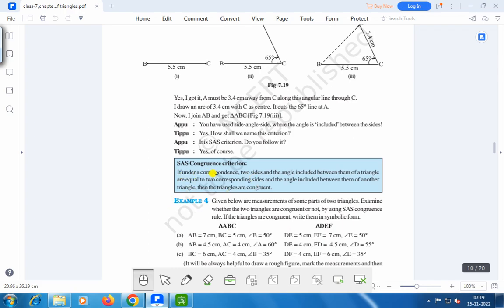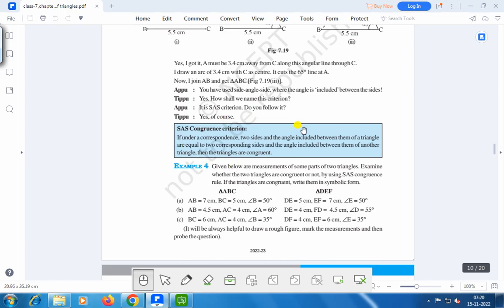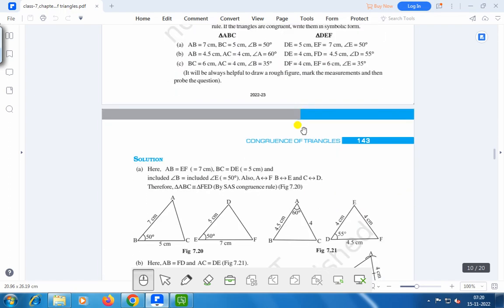That means if under a correspondence two sides and the angle included between them of a triangle are equal to the corresponding sides and the angle included between them of another triangle, then the triangles are congruent. Here in this figure, BC is equal to this one, and this angle is 65 degree, this angle is 65 degree, and if CA is 3.4 and this is also 3.4 centimeter, then by side angle side these two triangles will be congruent to one another, right? That is the side angle side congruence criterion.